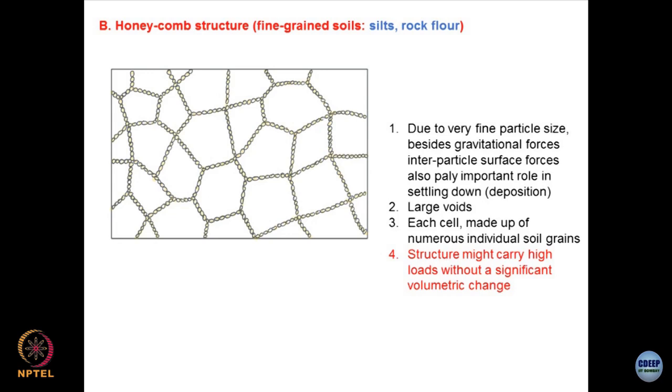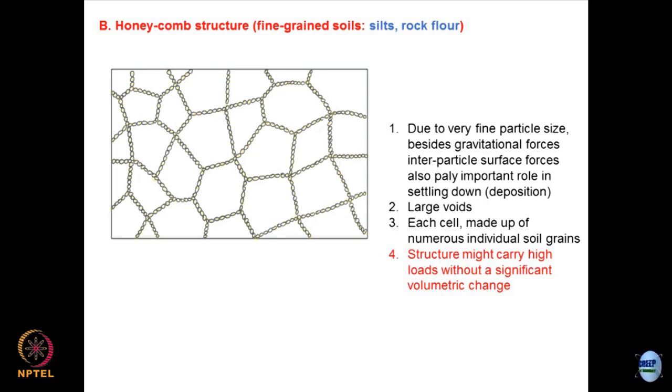What happens is, due to very fine particle size, besides gravitational forces, the surface forces also come into the picture. And I will show you in today's lecture what is meant by surface forces. These are mostly the charges which are acting on the particles. So, the finer the particle, the surface charges are going to be more. So, apart from the body forces, the surface forces are also playing an important role. They have very large voids. Alright. Now, each of these cells is made up of numerous grains, numerous particles. That is the beauty of the system. So, several individual grains come closer to each other and form a sort of cell. So, this is a cell.